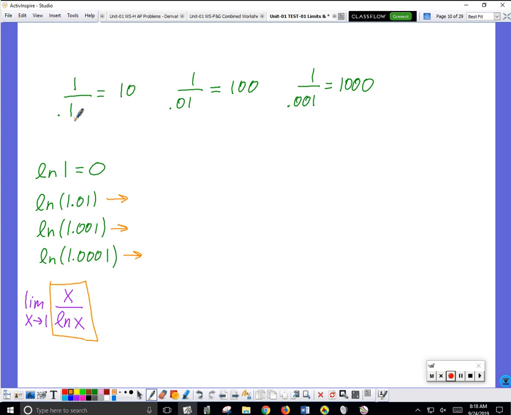So the bottom gets closer and closer to becoming 0. Therefore, the entire fraction is just getting larger and larger. Because there are 10.1s in 1, there are 100.01s in 1, there are 1,000.001s in 1. That's where we're trending.